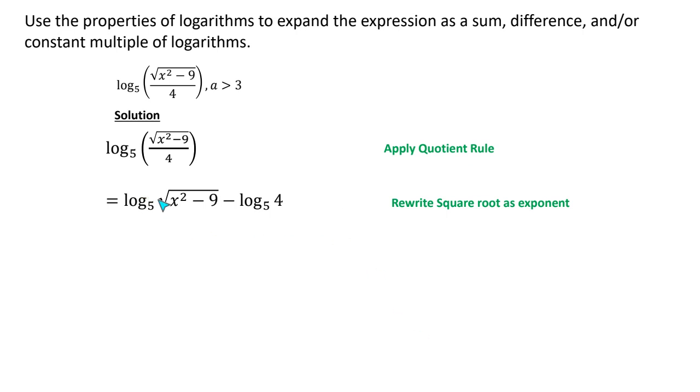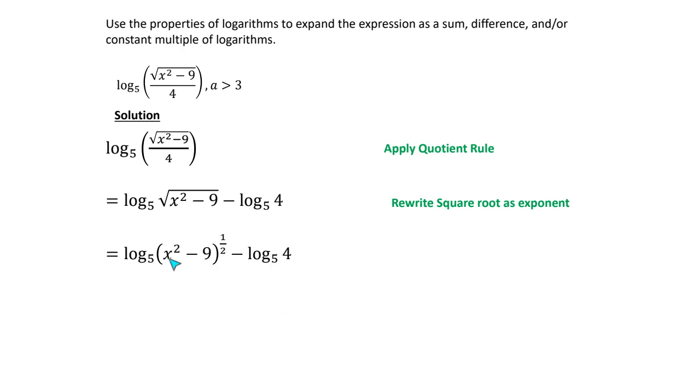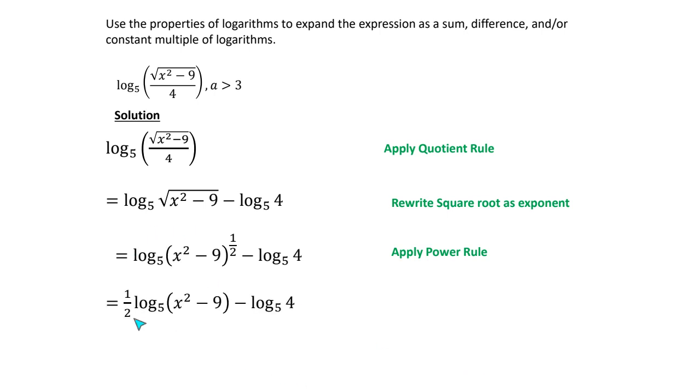Okay. Now in chapter 3, if you have a square root, the square root can be rewritten as an exponent. And so that would look something like this. x squared minus 9 to the power of a half, minus log base 5 of 4. If you had a cube root, then it would be 1/3. If you had a 4 on the outside as your index, then you would be 1/4 and so on. And so since you have an exponent, we can use what we call the power rule. And the power rule tells us that we can take this exponent to the front of the log. So then I'm going to have 1/2 log base 5 of x squared minus 9 minus log base 5 of 4.